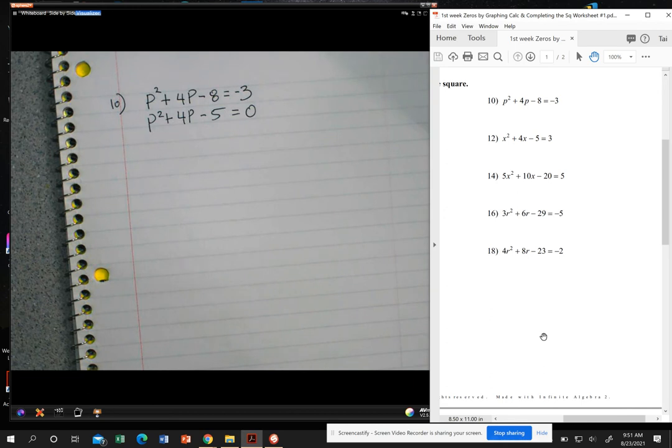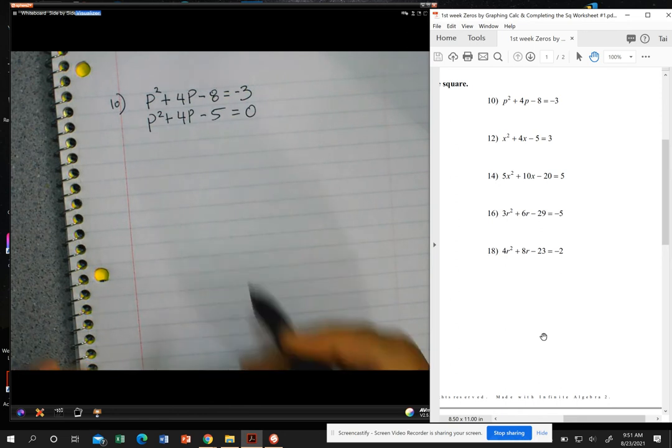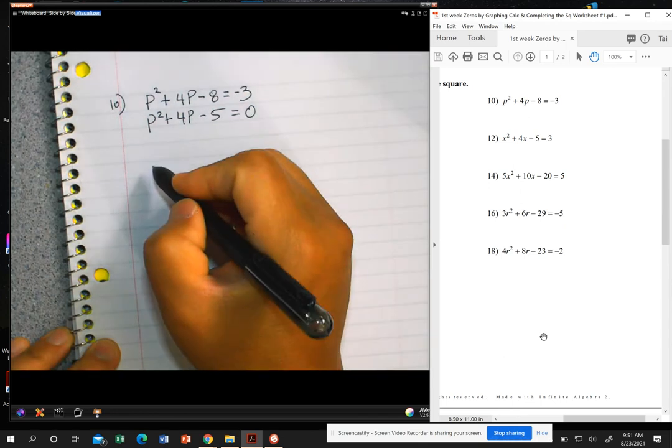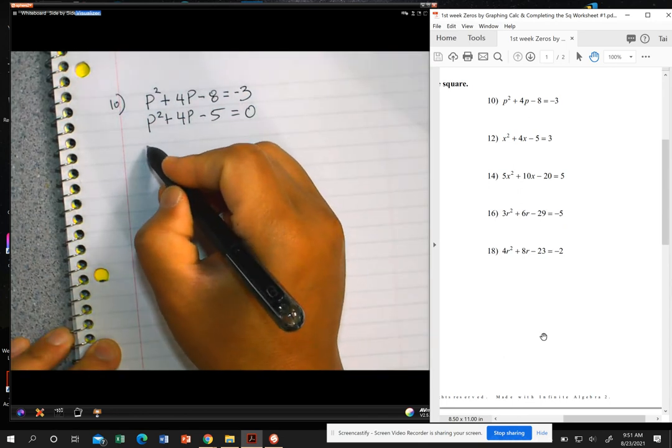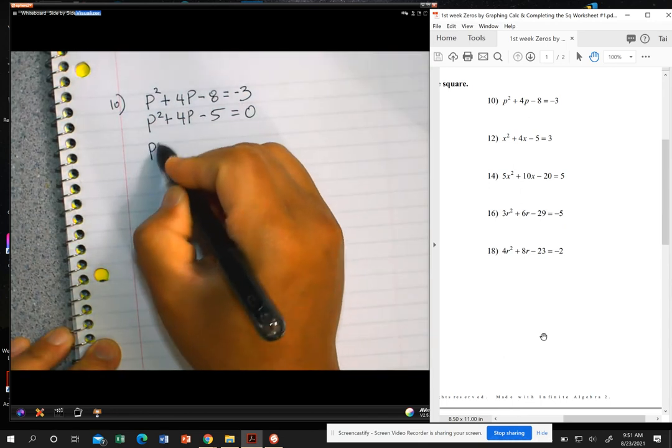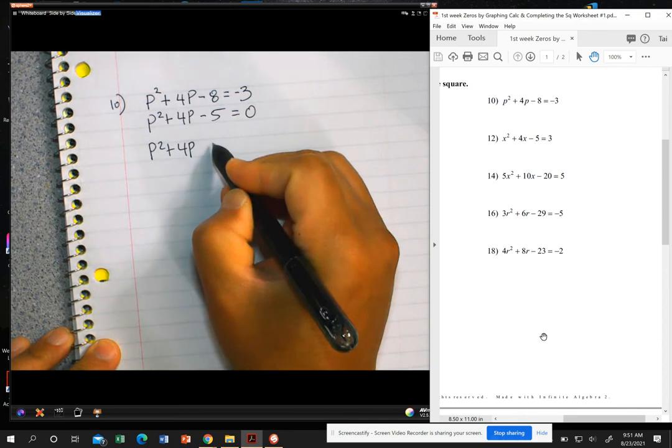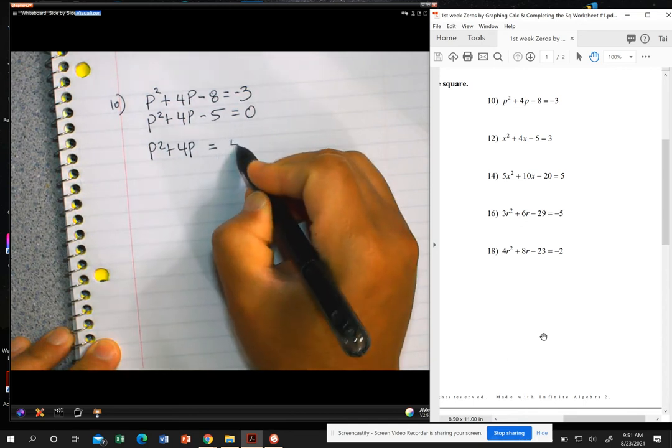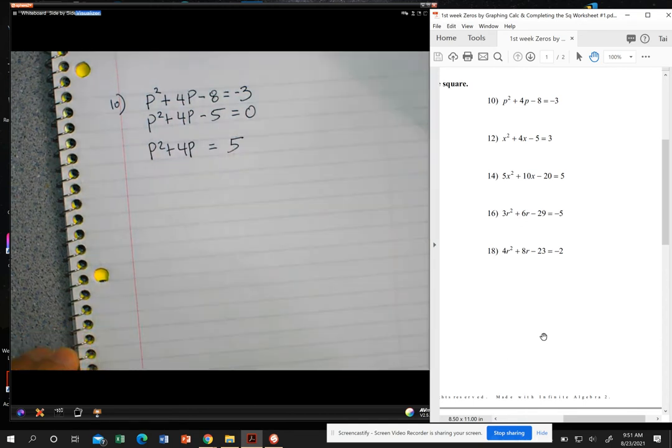All right, can someone else help me with the next step? Someone else? Anybody? Move C. All right, move C. Okay, so let's go ahead and move C. Then what do you have if you move C? Add 5. Yeah, so P squared plus 4P is equal to 5. All right, that should be step number 2, basically, right?